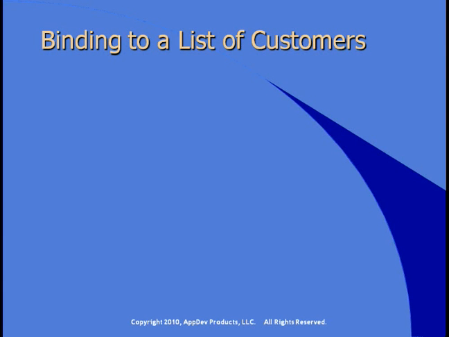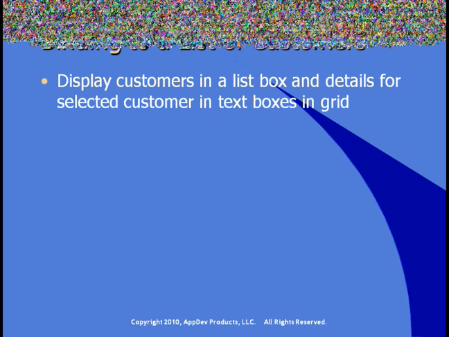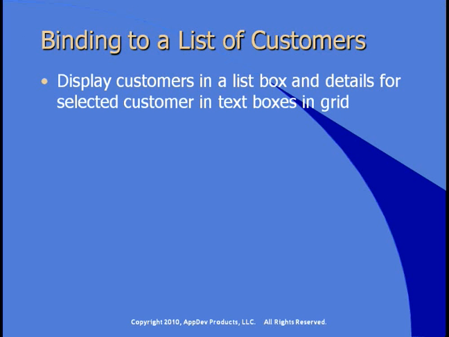So you just saw a very simple example of creating a simple WCF service and then calling it from a WPF application. Let's explore some more advanced scenarios. So we're going to see a demo where we bind to a list of customers. And what we're going to do is display customers in a list box, and then we're going to see the details for each selected customer in text boxes in a grid, which is similar to what we saw in the previous demo, but there is a difference.